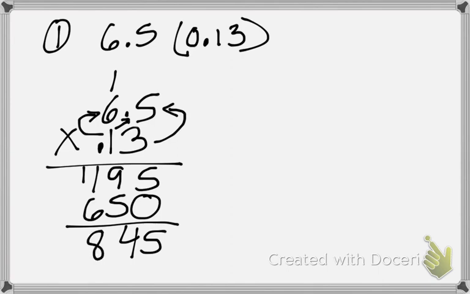So I got 845. Then I had to count how many decimal points were in the original problem. So there was one number behind the decimal here and two numbers behind the decimal there, which meant that I needed a total of 3 numbers behind the decimal in my answer. So it's 0.845. And because it's a positive times a positive, it's just going to remain a positive.